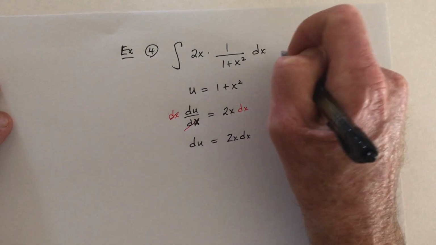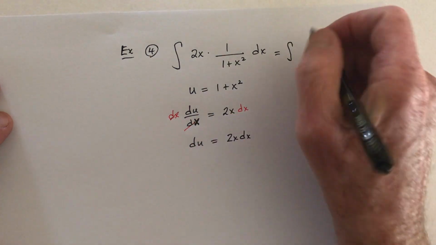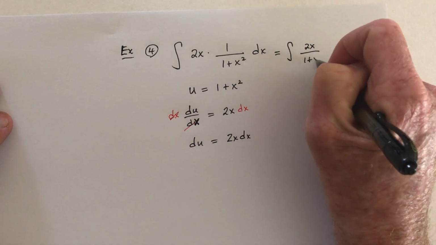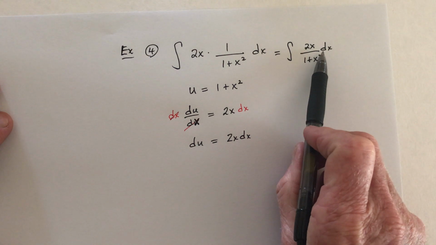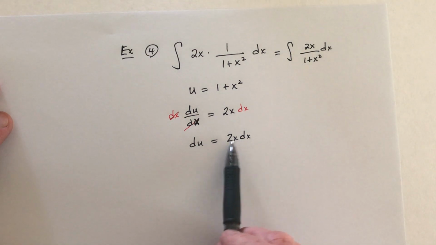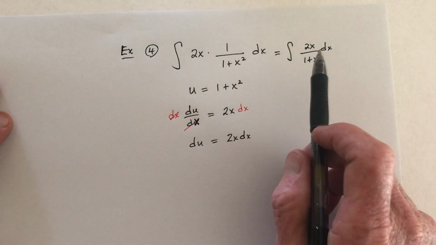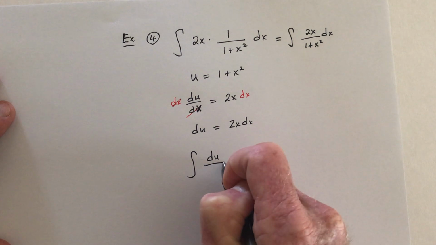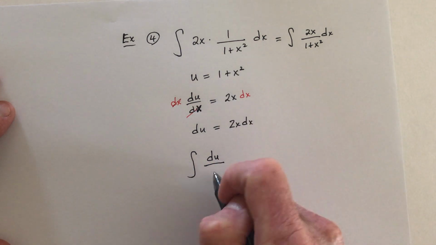So this problem could have also been written, because this is 2x times 1, it could have been written as 2x over 1 plus x squared dx. And then right there is the 2x dx. So for this one, I don't have to do anything. All I do is make the top a du. So the top becomes du, and the bottom is the u, so it's du over u.